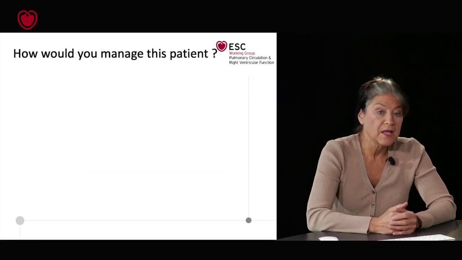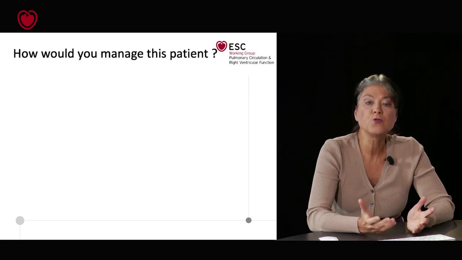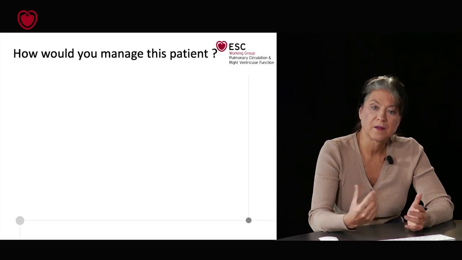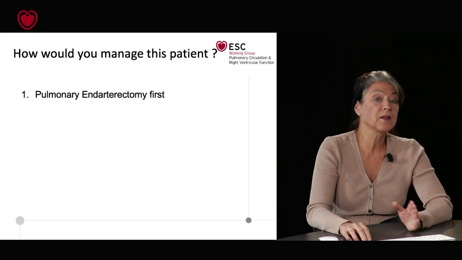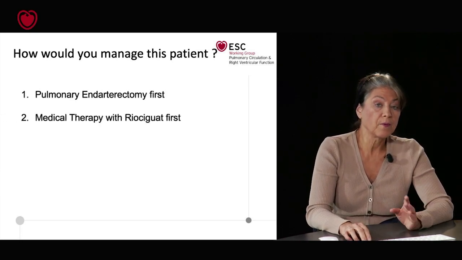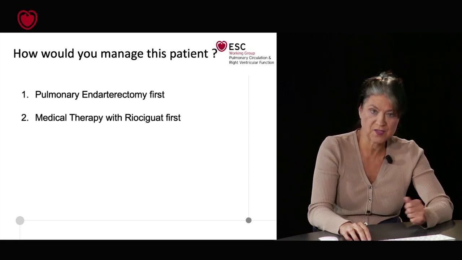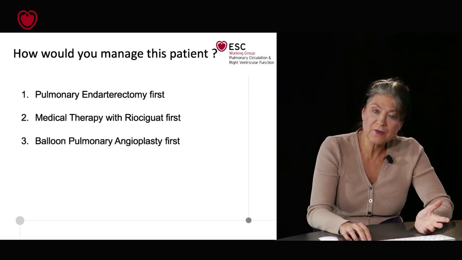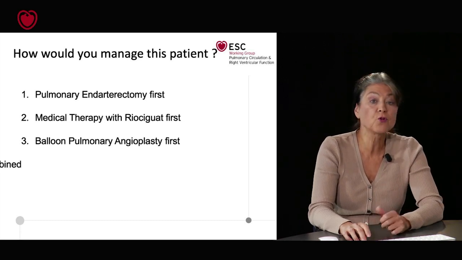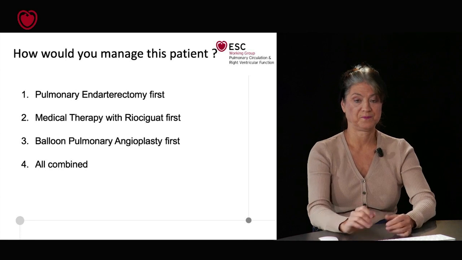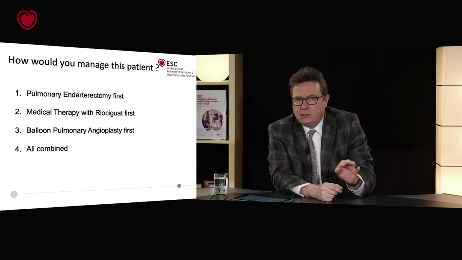The obvious next question is, and I'd like the audience to help me there, how would you manage? Young woman, peripheral CTEPH, a tumor history. Would you do pulmonary endarterectomy first? Would you initiate medical treatment with the market-approved drug Riociguat first? Would you do balloon pulmonary angioplasty first because it's a segmental-subsegmental condition here, or would you combine? Please vote now. So I guess we have to highlight here, and you did that, what is the first treatment option? Correct. This is the question.